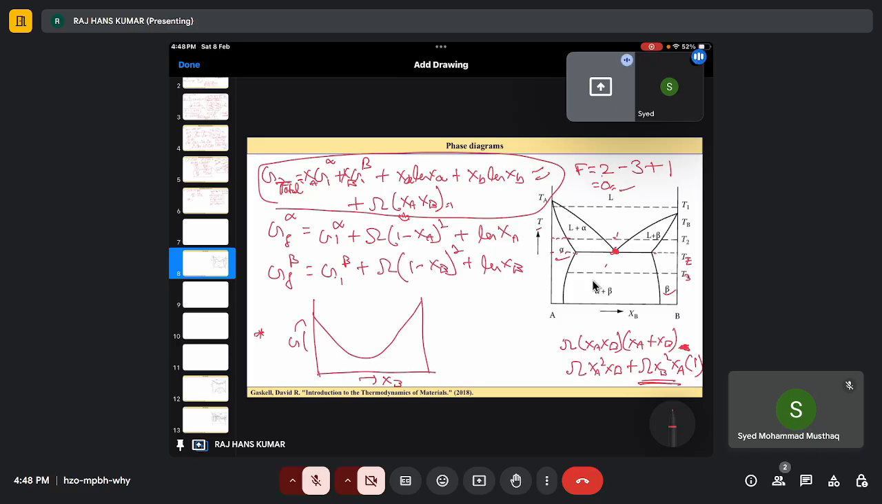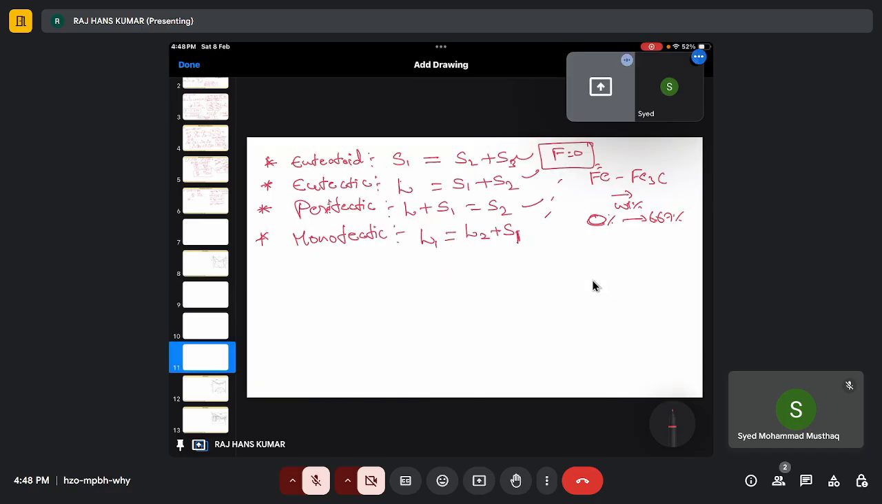If you maintain pressure as a constant, then this invariant point is a fixed point for this system, the eutectic system. Okay. Now these are all different types of reactions.